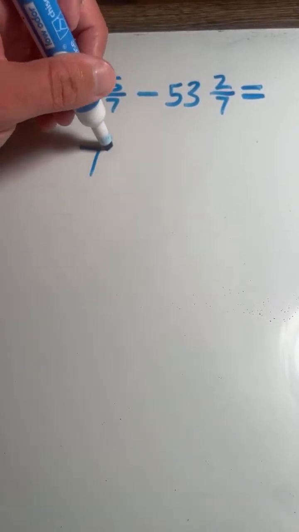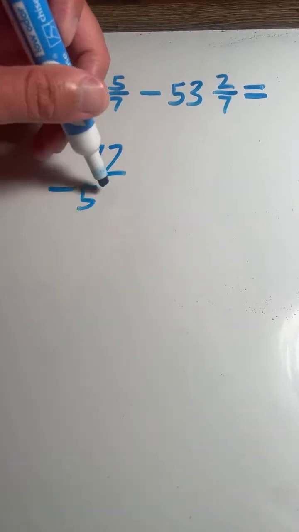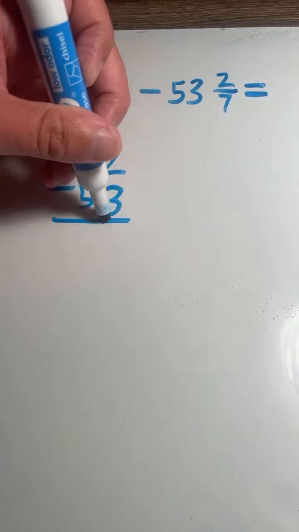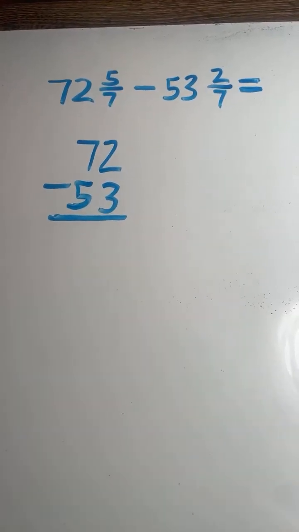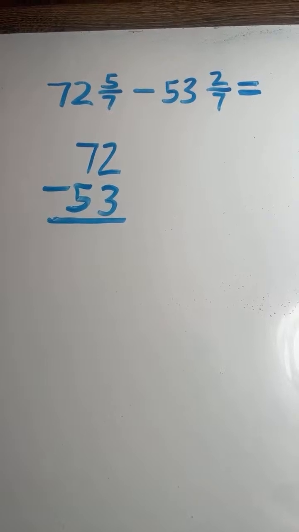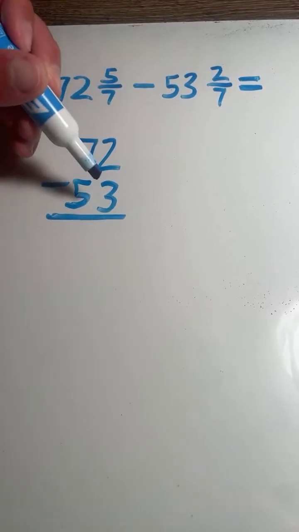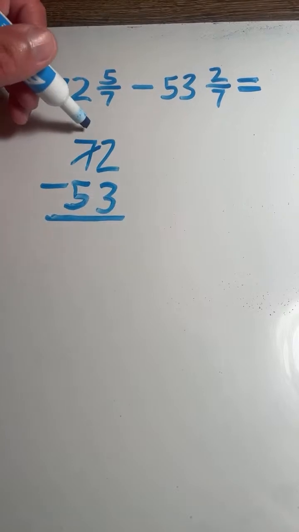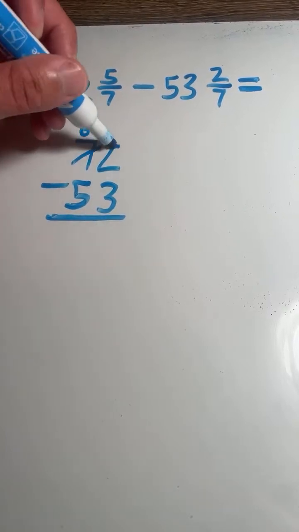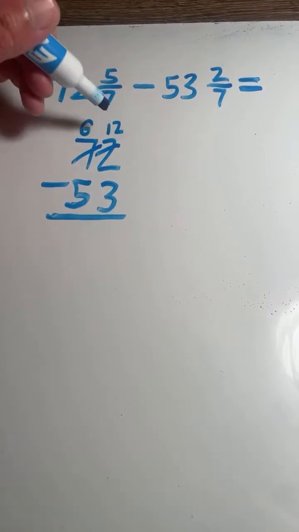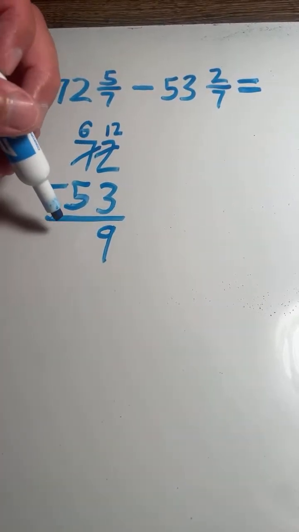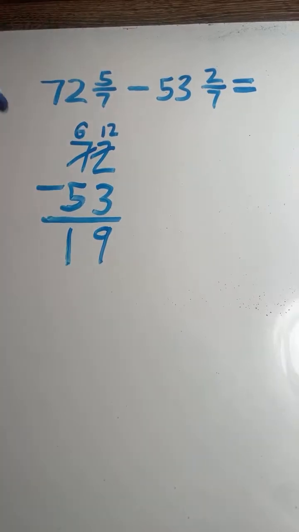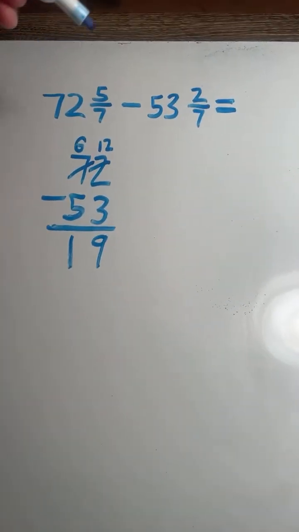So step 1, we subtract our whole numbers. If you cannot do this in your head, you can write the numbers vertically. 72 minus 53. So we're going to need to regroup here. You cannot start out with 2 and take away 3, so we take a 10 from the tens place. The 7 becomes a 6. The 2 becomes a 12. 12 minus 3 equals 9. 6 minus 5 equals 1. So 19 is our whole number.